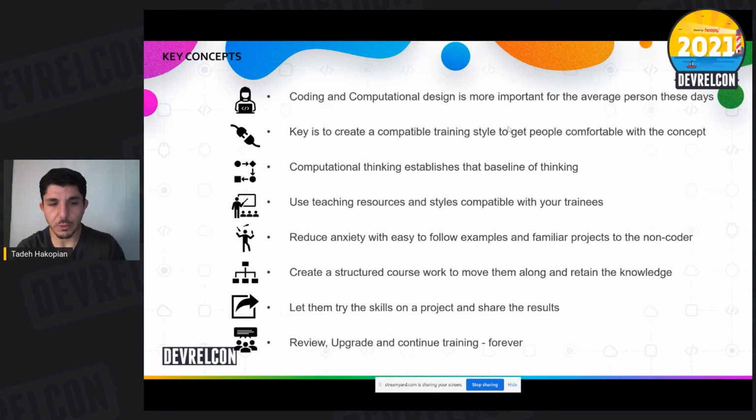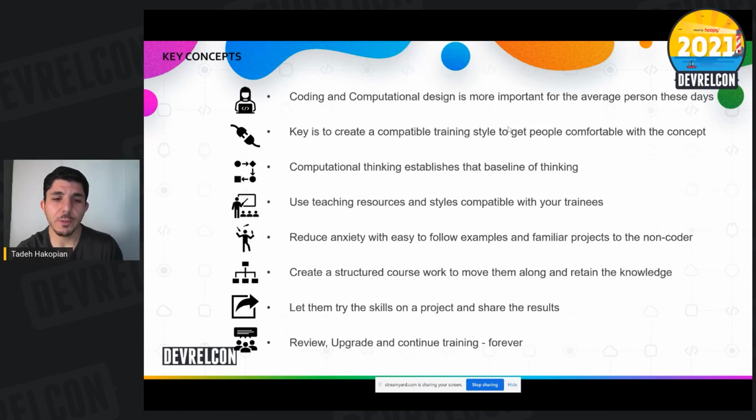All those steps I showed you earlier: break down abstract parts, create a formulation, break it down into smaller pieces, create the algorithm, try to create some solutions, efficiencies. You have to create that baseline thinking and that could be used for anything whatsoever. You can use it for cooking food, like we saw with the coffee. Use resources and styles compatible with your trainees.